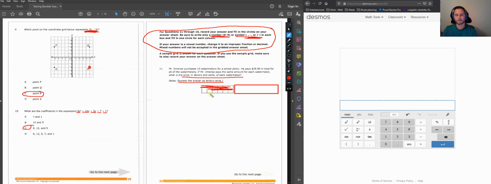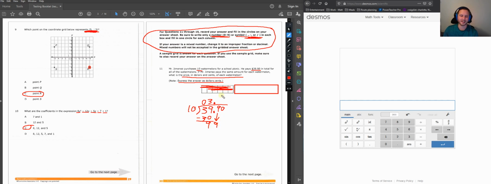But for this, we are just dividing the amount of money we spent by 10 watermelons. So we're going to do $39.90 divided by 10. Okay? So we line up our decimals, and then we just start dividing. 10 does not go into 3 at all. 10 goes into 39 3 times. Gives me 30. We'll subtract that. Carry down this 9.